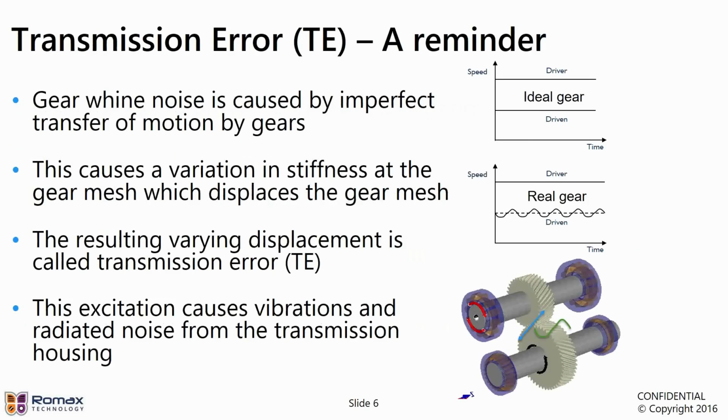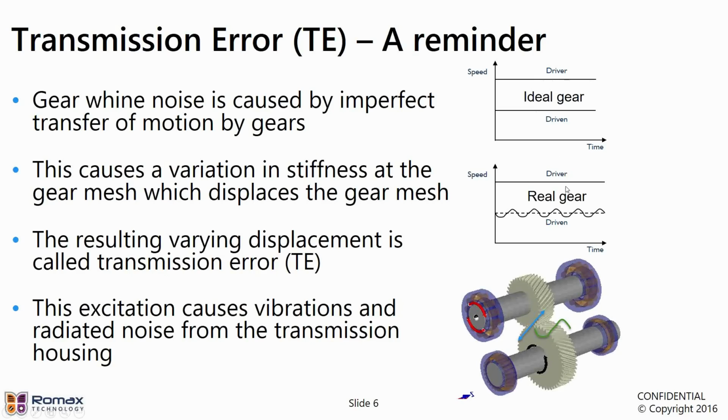So for those of you that weren't, and for those of you that were but have forgotten, I'll just give a very quick overview about transmission error and gear whine that we saw in the first webinar, just to get us started, and then we'll move on to the details about planetary gears. So gear whine noise is caused by transmission error, and transmission error is caused by imperfect transfer of motion by gears. So if we have an ideal gear and the driving gear moves at a constant speed with respect to time, then the driven gear will also move at a constant speed. But in the real world, that never really happens.